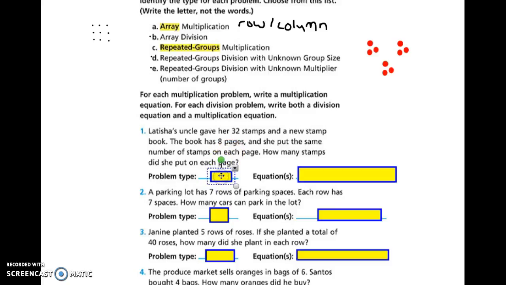So I'm going to say that is D. And then I have to go ahead and write the equation. So what am I going to have to do? Well, we decided it was division. So I'm going to say 32 divided by 8 is 4. And it also wanted me to write that as a multiplication equation. So if I said 8 times 4, I would get the total number of stamps, which is 32.